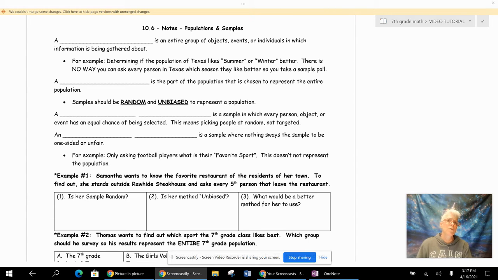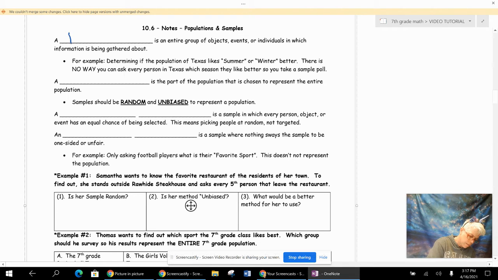Now, there are some rules that go with those some people, and we'll be looking at that in just a minute. So let's go ahead and get started with some definitions. A population, for example, you could talk about the population of Kane Middle School. Population is the entire group. So we could say Kane Middle School or the state of Texas or the United States of America.